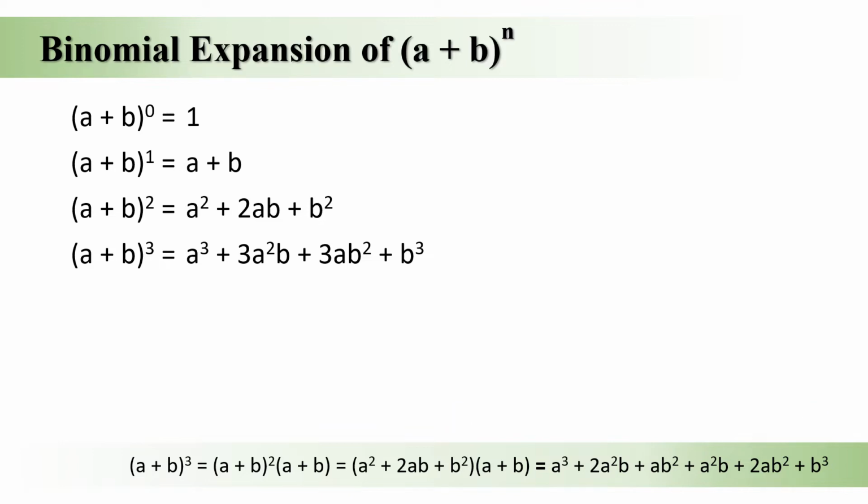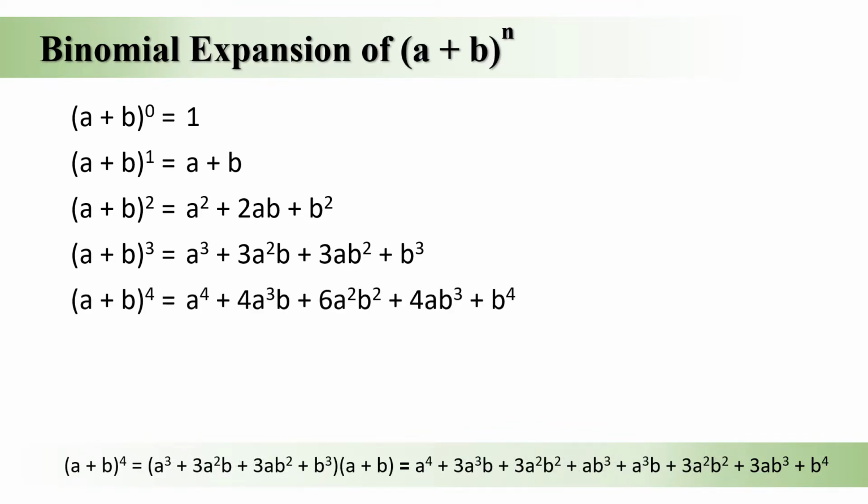There's your 6 terms. But of those 6 terms, there are some terms that are like terms and can be combined. We can take the 2a squared b, add it to another 1a squared b, and we'll generate the second term of our expanded result, 3a squared b. Just like we can take ab squared, add it to 2ab squared, and come up with the third term, 3ab squared. So in the end, the expansion of a plus b quantity cubed equals a cubed plus 3a squared b plus 3ab squared plus b cubed.